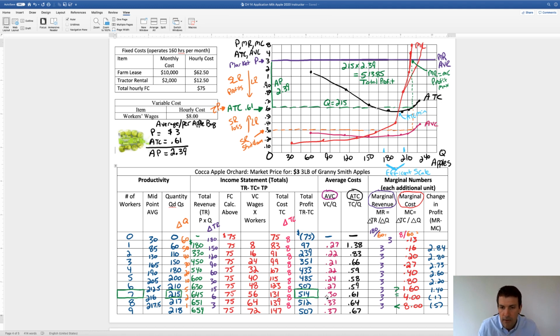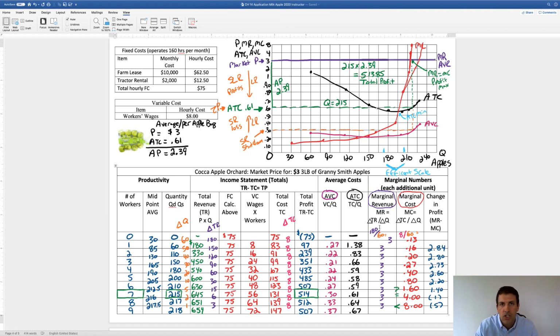All right, so over here we have average variable cost. Again, you're just taking your variable cost divided by your quantity. So you have 8 variable costs divided by 60 should give you 27. Average total cost, again, just your total cost divided by quantity. So you take your total cost of 83 divided by 60 should give you $1.38.